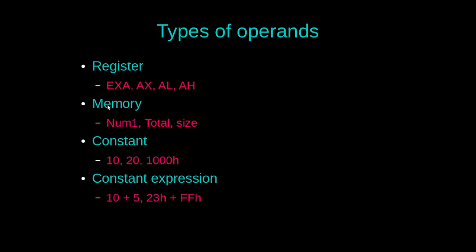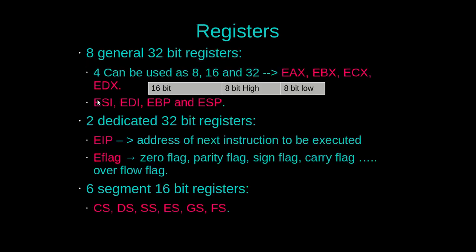We have memory location, like num1, total, size, all those variables that we declare are labels or memory locations. We have constant values, or immediate, sometimes we call them, 10, 20, 1000. Those are all constant values or constant expressions. 10 plus 5, that's an expression of 2 constants. This is an operand and this is an operand. That's what they mean by types of operand. We can have either a register, a memory location, or a constant, depending on the command or instruction.